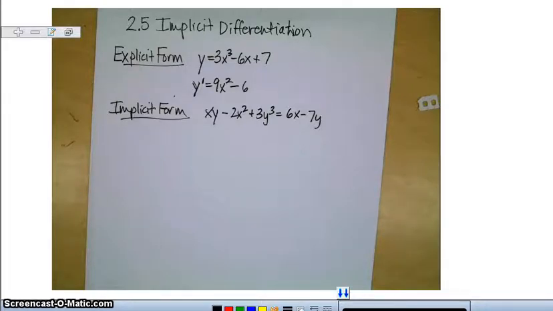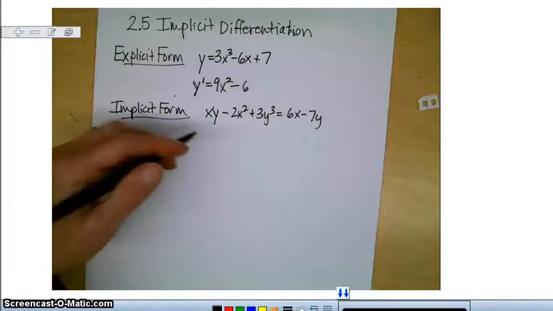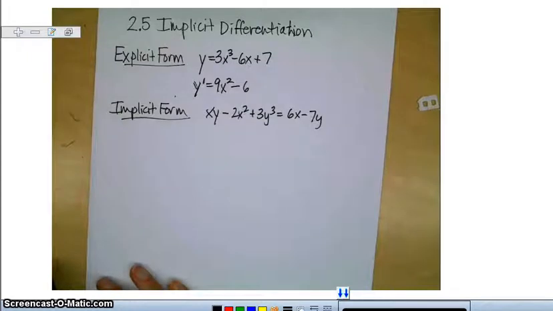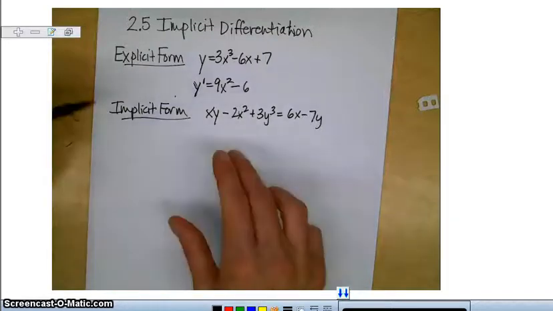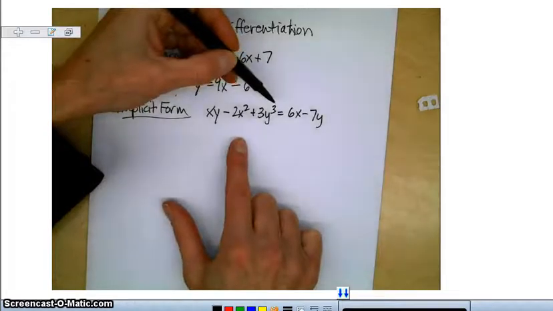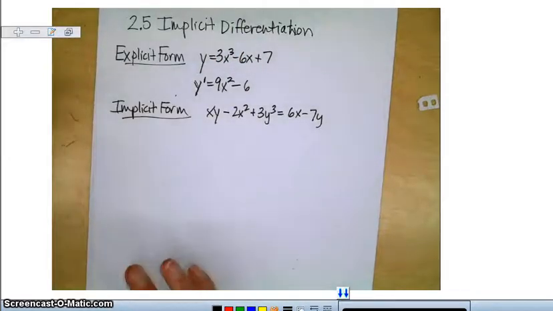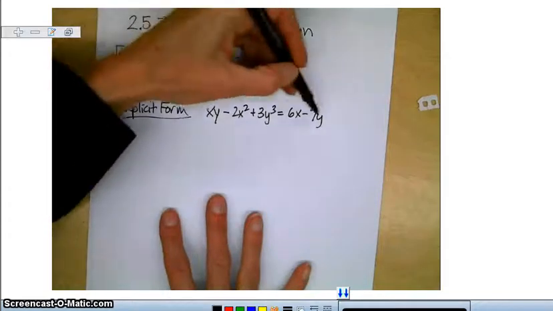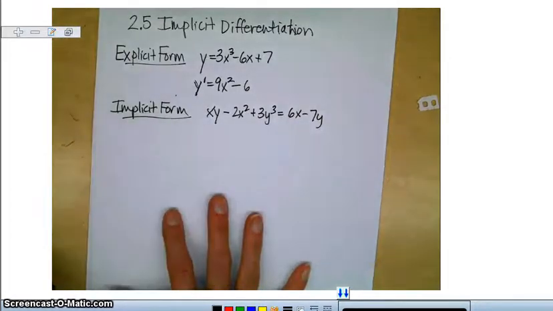And usually our goal, what you've always been told to do, is get y by itself, right? Well, guess what? Trying to get y by itself here could be a really big challenge. And actually, we don't even need to get y by itself to take the derivative. We are going to be asked to take derivatives of implicitly written functions today, and we don't have to get y by itself to do that.